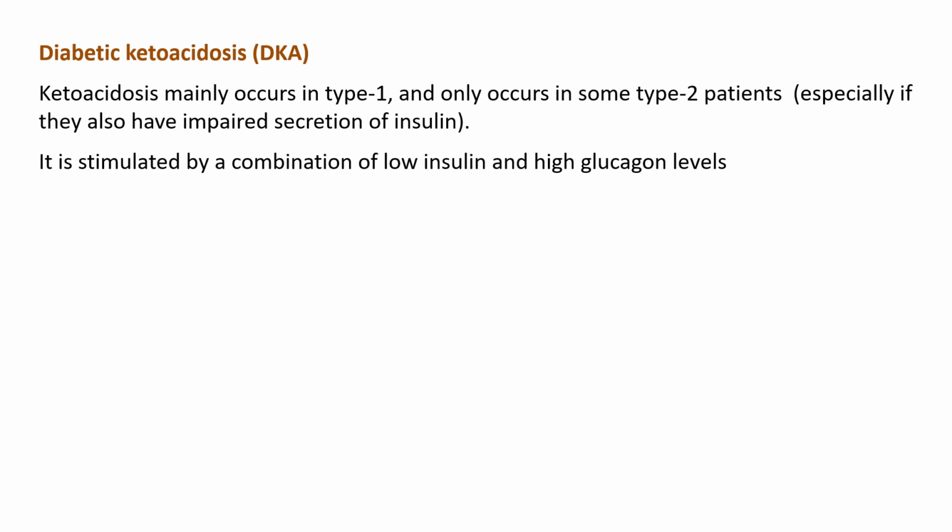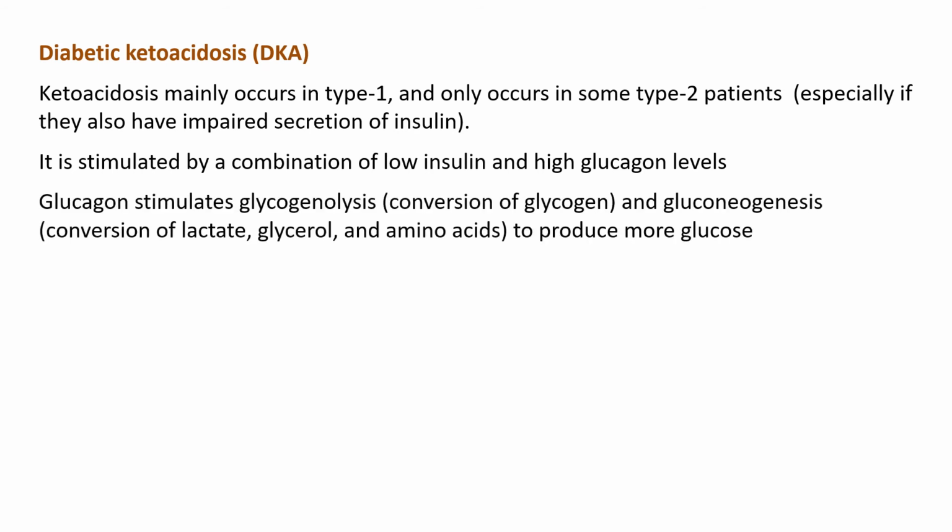So that brings us on to ketoacidosis. As you're aware, I'm sure, ketoacidosis occurs mainly in type 1 DM, but it can occur in type 2, particularly if these patients have kept stimulating the release of insulin and they now have impaired secretion of insulin. Ketoacidosis is stimulated by a combination of low insulin and high glucagon levels. Remember, we said there's this paradoxical release of glucagon.